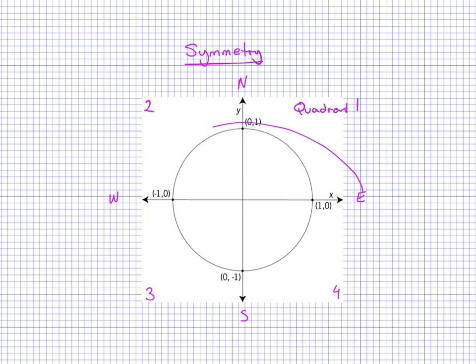All right, so we've got the 4 quadrants. We've got 1, 2, 3, 4 anti-clockwise.